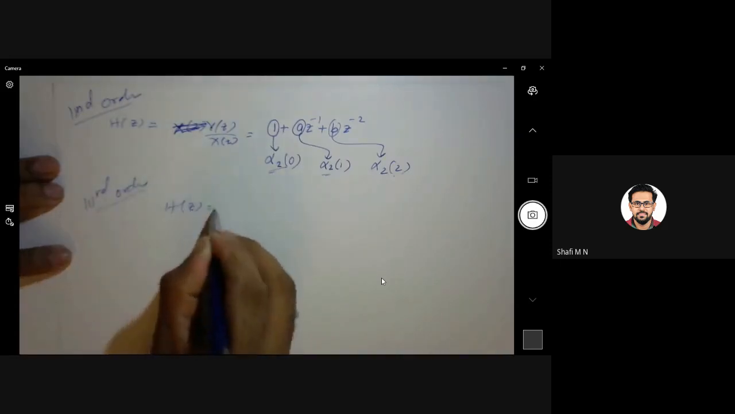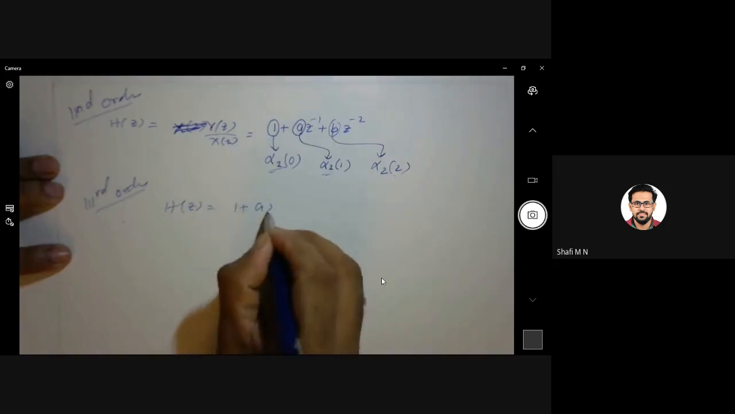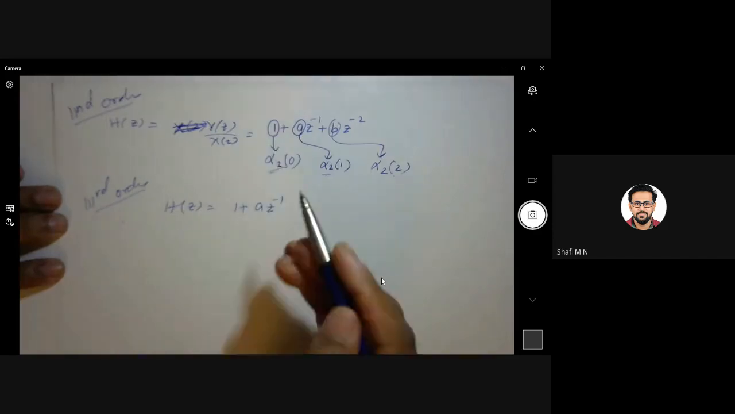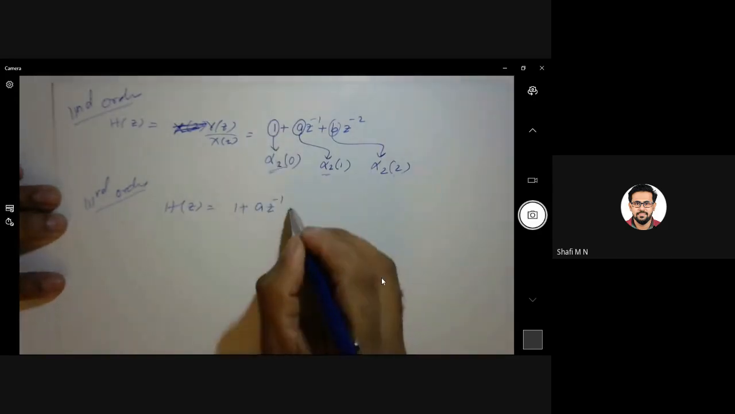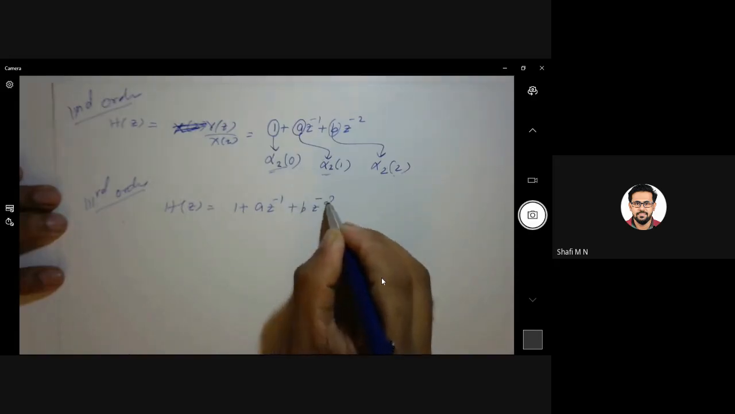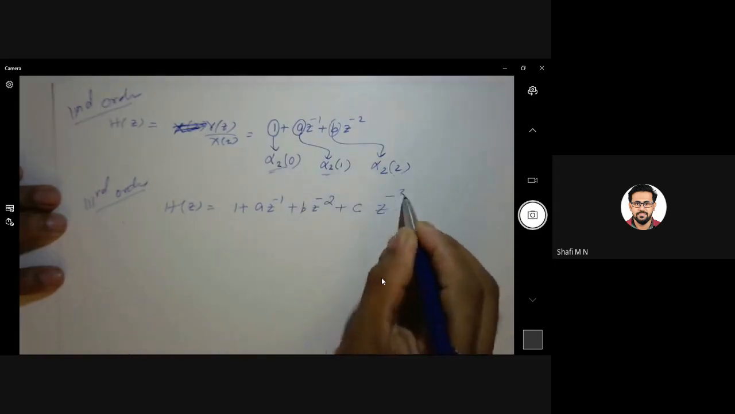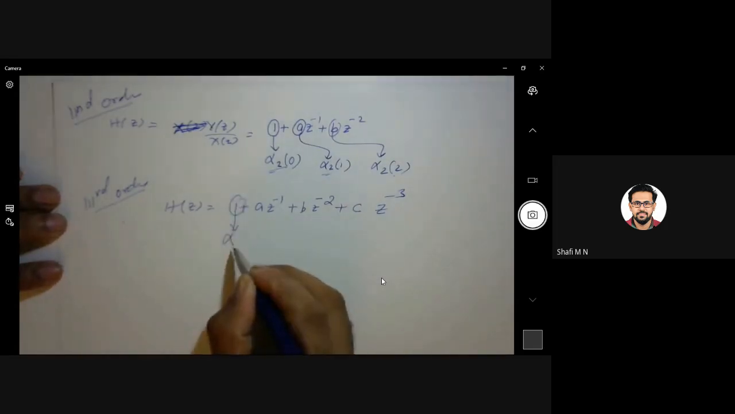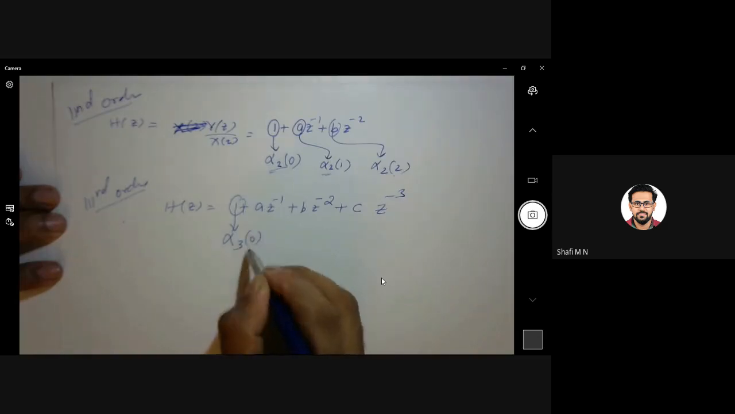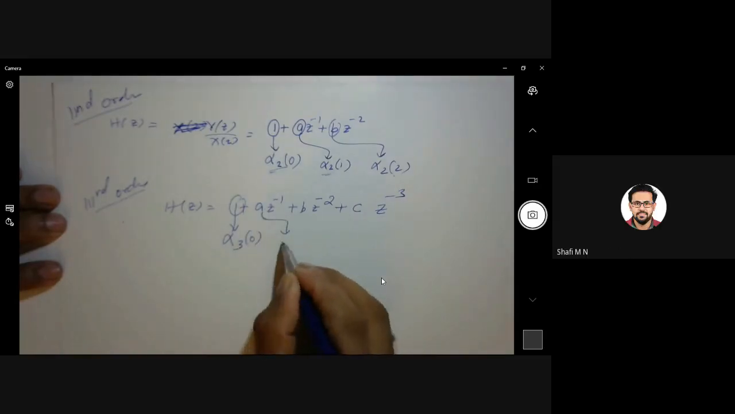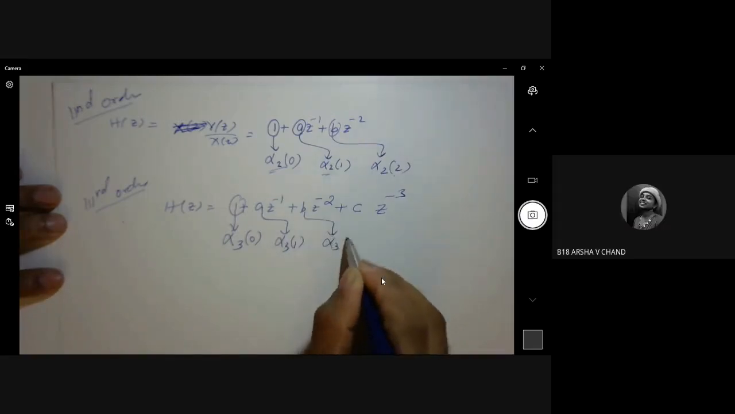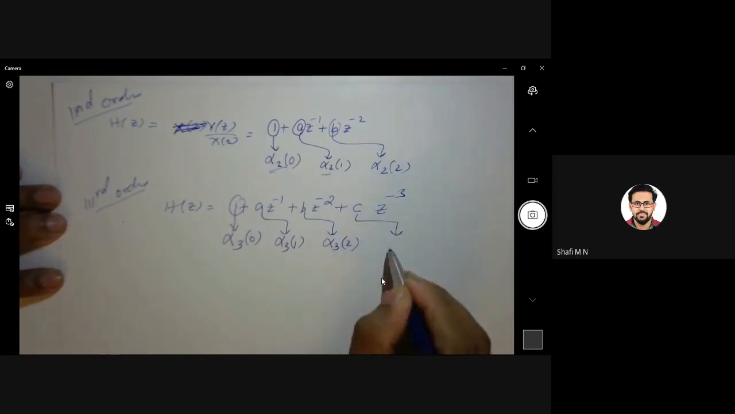H of z is say 1 plus a z raised to minus 1. For the time being, I am keeping the first term as 1 always; it need not be 1. Plus b z raised to minus 2 plus c z raised to minus 3. So how can we call this? Alpha 3 of 0. This one? Alpha 3 of 1. And this one? Alpha 3 of 2. And this is? Alpha 3 of 3. That's it.